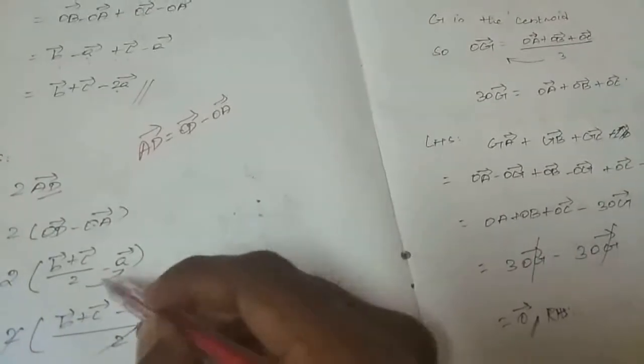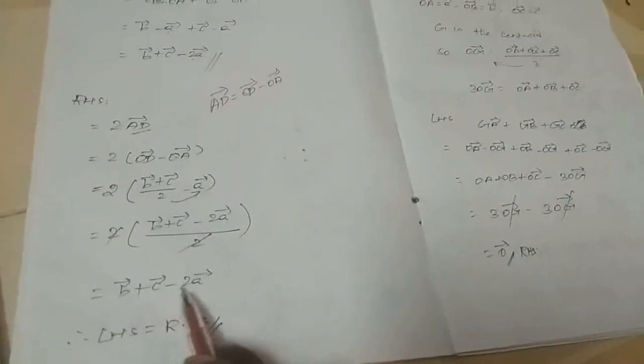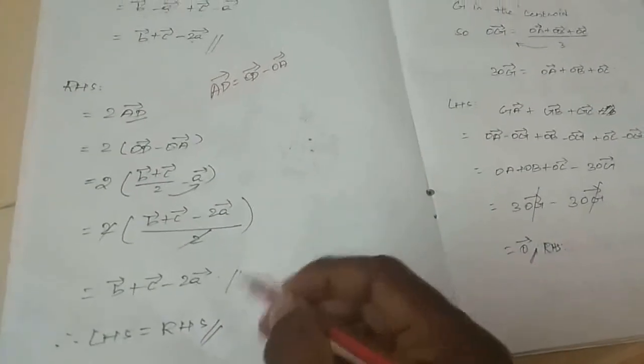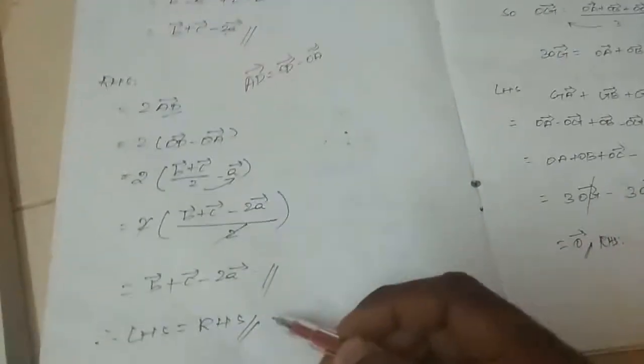Now taking cross multiplication, 2 into A minus 2A by 2. Now the numerator and denominator 2 cancel, remaining value is B vector plus C vector minus 2A vector. It is the RHS result. So LHS and RHS both are equal.